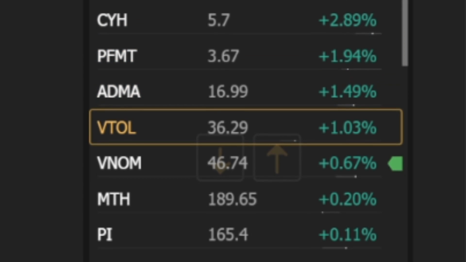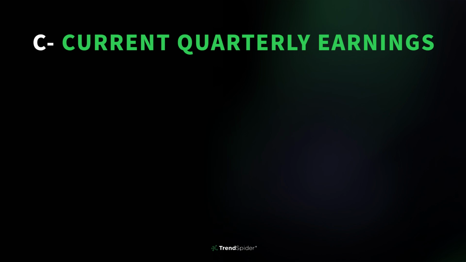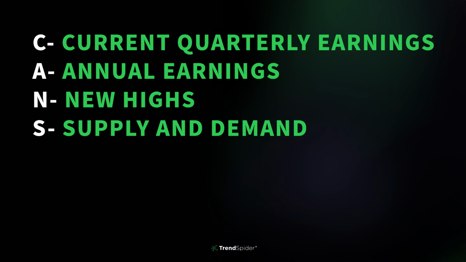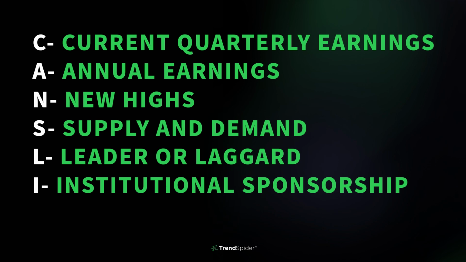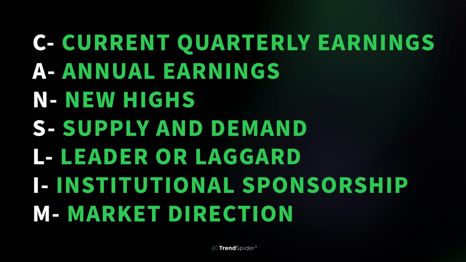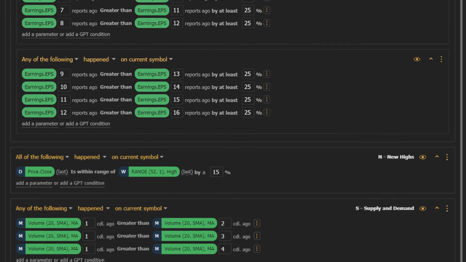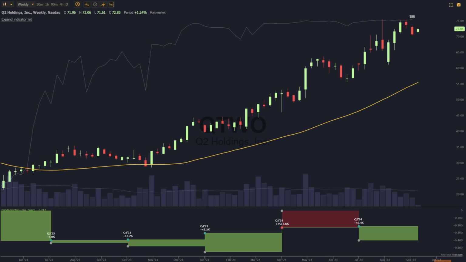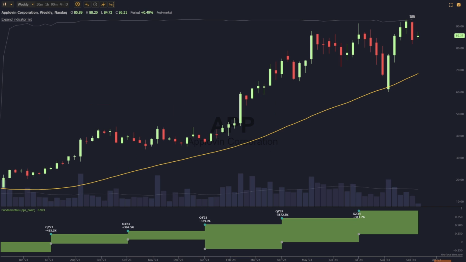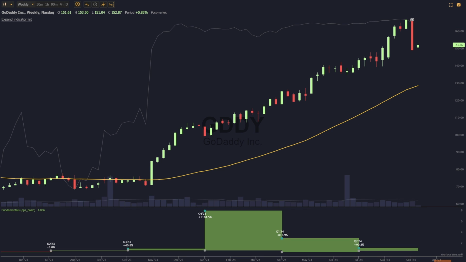The acronym CANSLIM stands for Current Quarterly Earnings, Annual Earnings, New Highs, Supply and Demand, Leader or Laggard, Institutional Sponsorship, and Market Direction. With the CANSLIM Scan, we uniquely define each of these components to help us identify and monitor the stocks that are currently meeting O'Neill's strict requirements. Let's talk through each piece.